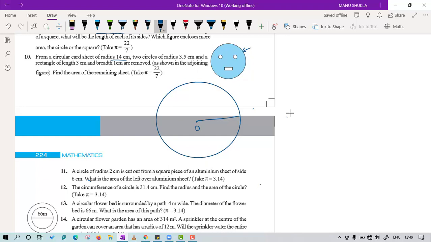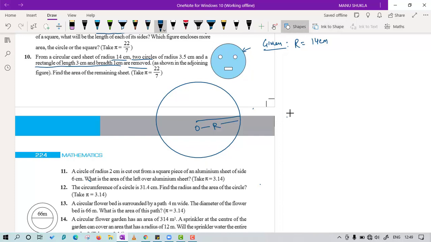If you observe, there are two more circles. So better we choose different variables for the radius so that we don't get confused. Let me take this larger circle as capital R radius. Given, R is equal to 14 centimeter. Then they are saying two circles of radius 3.5 centimeter and a rectangle of length and breadth are removed. So they are making a toy of a face.